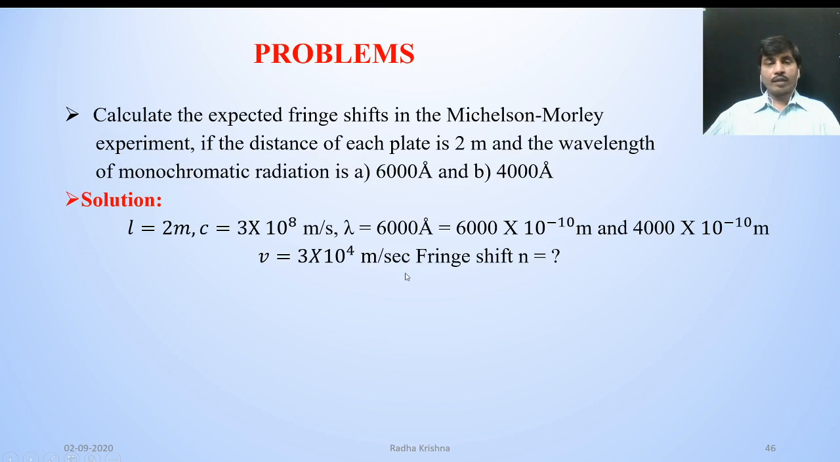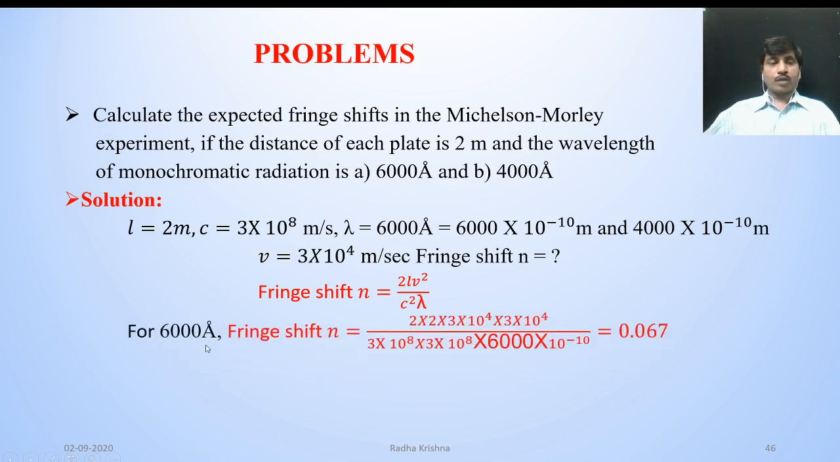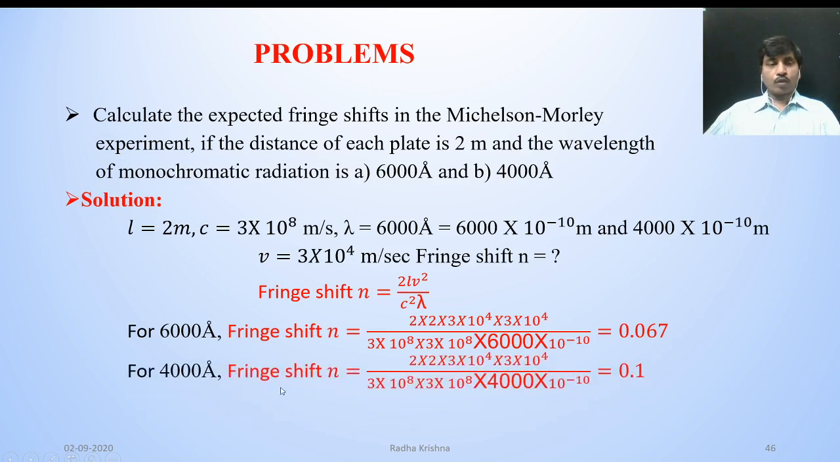Now we have to calculate the fringe shift n expected in the Michelson-Morley experiment. The formula for fringe shift n is equal to 2Lv squared by c squared lambda. For 6000 angstroms, on substituting the values in the expression for fringe shift and solving, we get n equal to 0.067. For 4000 angstroms, the fringe shift n is equal to 0.01.